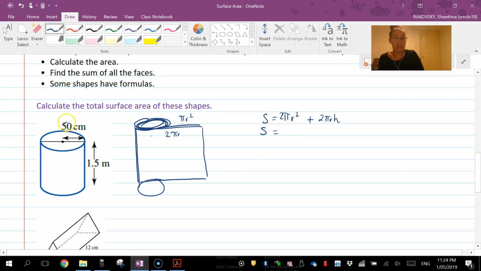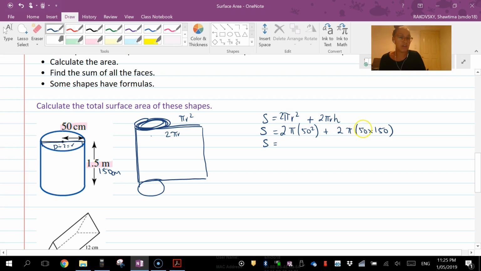Now I've missed a bit of detail. You'll see that these are actually in 2 different units, so you'll have to convert one to the other. So I'm just going to convert to centimeters. I just feel a bit more comfortable with that. So I'm going to substitute in 2 pi 50 squared plus 2 pi 50 times 150, because I've converted that to 150 centimeters. Be mindful, sometimes you might get given a diameter, so it'll be your job to take the diameter and divide it by 2 to find the radius. So just pay attention to those minor details.